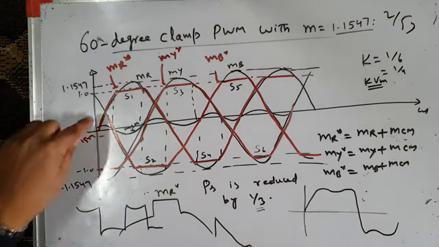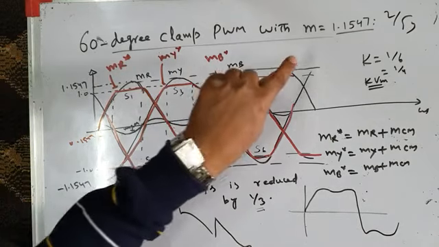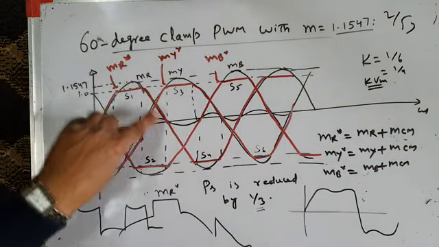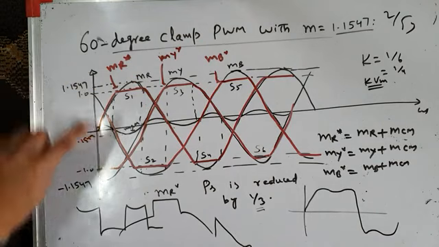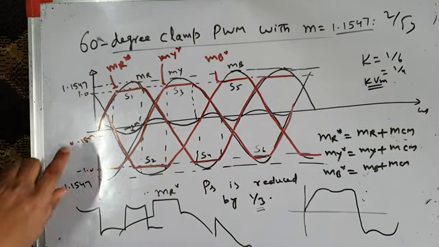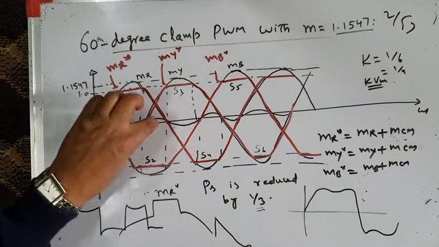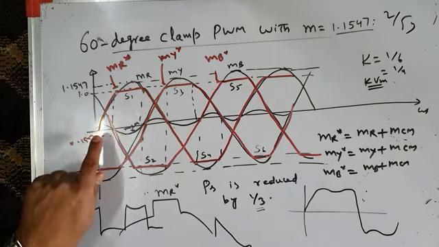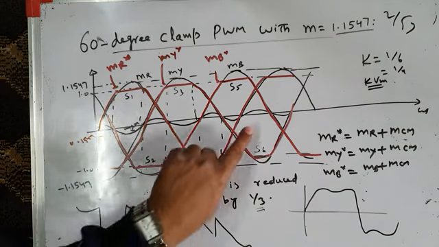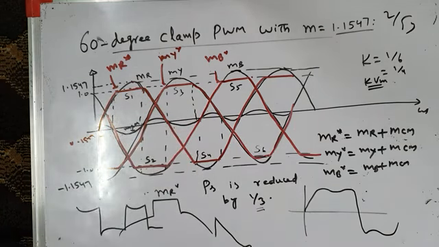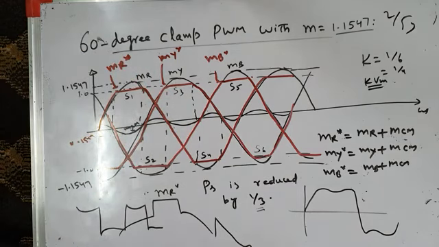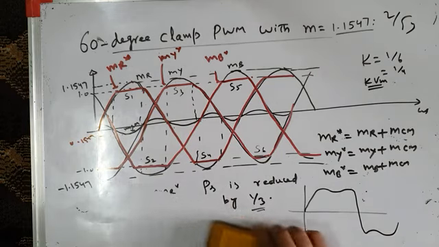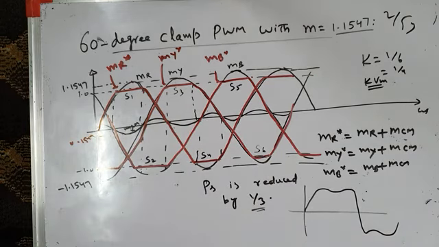The same was achieved in this 60 degree clamp PWM by taking the same modulating waves but over modulated, whose peak value is 1.1547 and minus 1.1547, and calculating M CM, adding this M CM to the original modulating waves, which resulted in clamping of all three phase legs for 60 degrees each in the positive as well as negative half cycle, and resulted in reduction of switching power losses by 1/3.